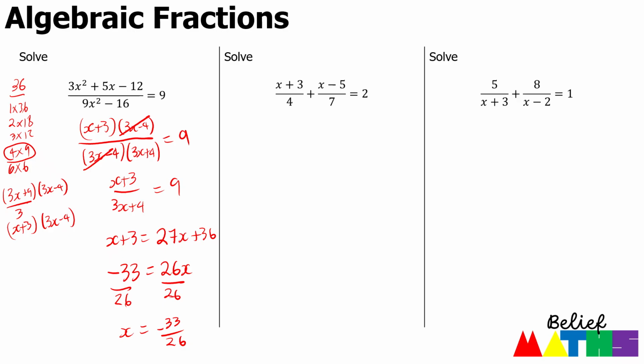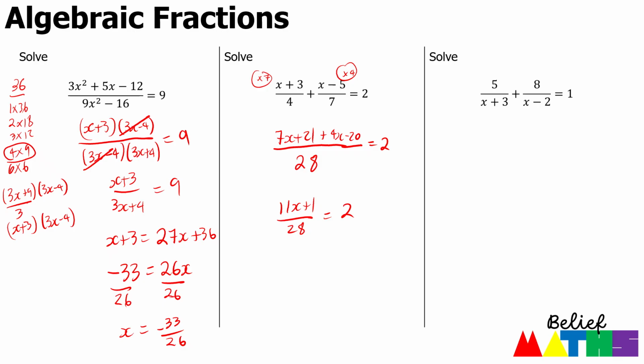Similarly with the second one, when we're adding fractions, we must have the same denominator. So in this case, we're going to make the denominator 28, because 7 times 4 is 28. And then we're just going to multiply the top over here by 7 and the top over here by 4. That gives us 7x plus 21 plus 4x minus 20 is equal to 2. Collecting our like terms then, we get 11x plus 1 over 28 is equal to 2. And now we can solve this.